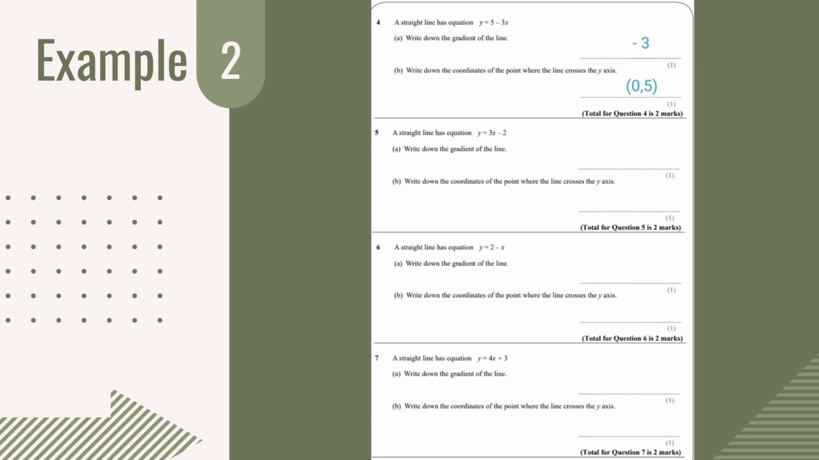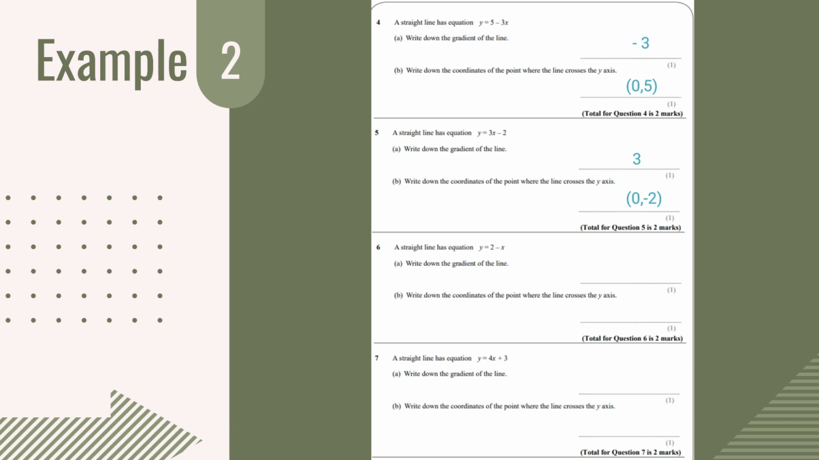In our second question, a straight line has the equation y equals 3x minus 2. Write down the gradient of the line, and it's simply 3. Part B, we're asked to write down the coordinates of the point where the line crosses the y-axis. As we can see, the y-intercept is minus 2, so it's going to be 0 and then minus 2.